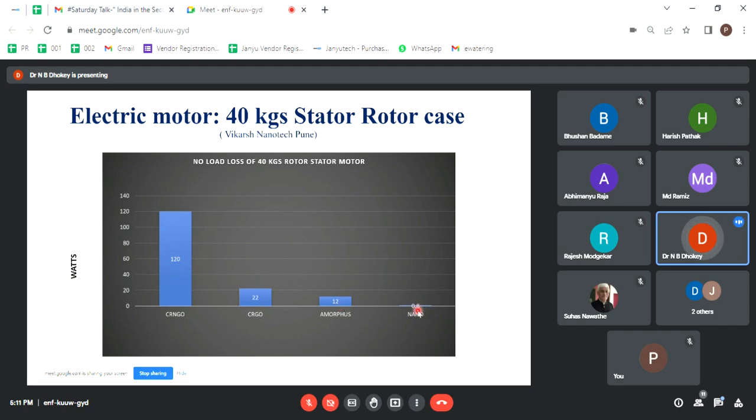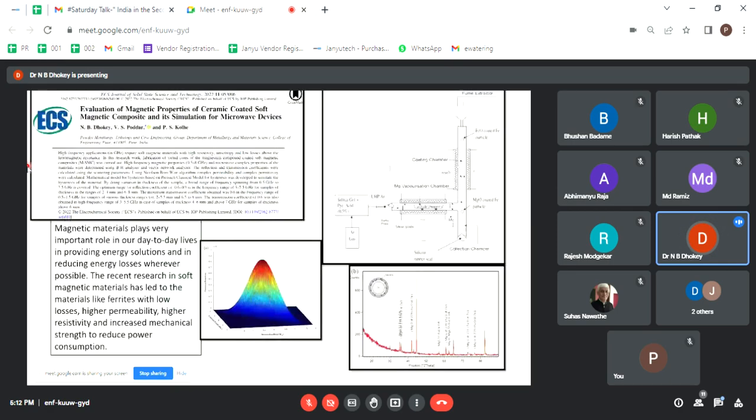So this is the beauty of this ribbon, which is about 20 micron, and you can make transformer cores out of this, and it is highly efficient. In fact, the size of the transformer has come down many times for many applications. So it is a fantastic development in this segment by Vickers Nanotechnology.